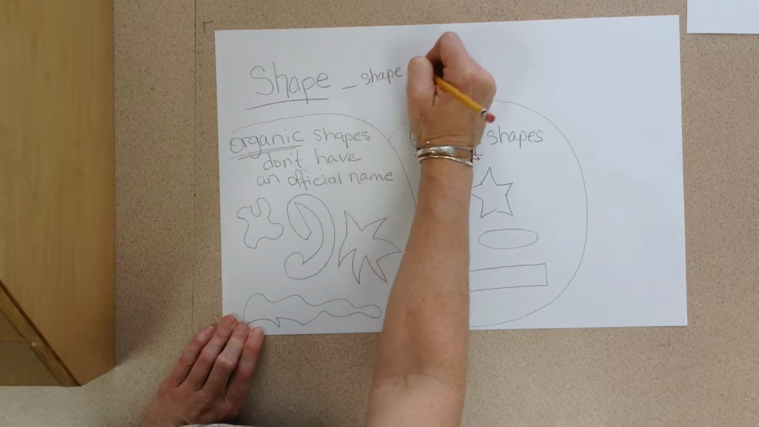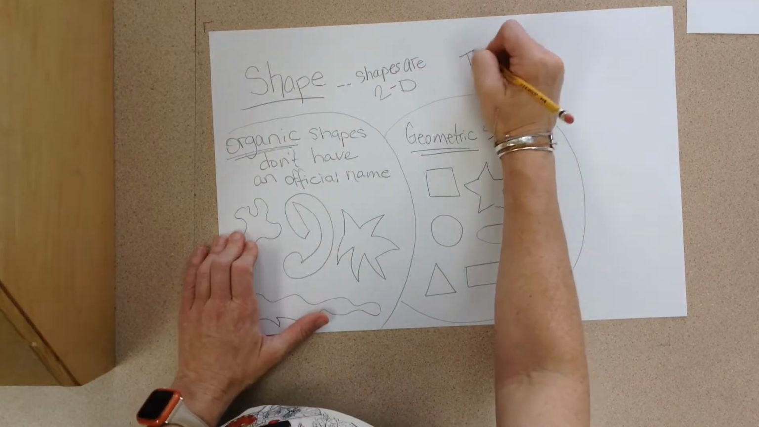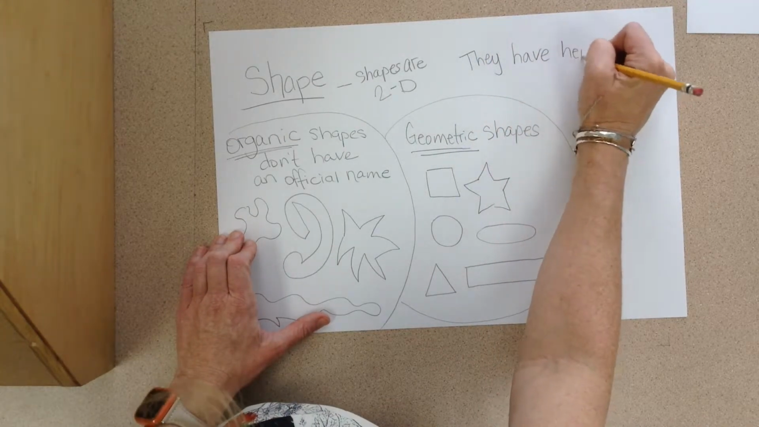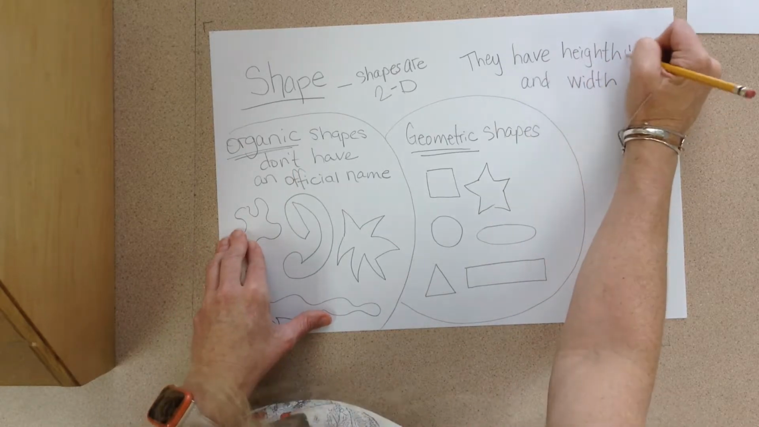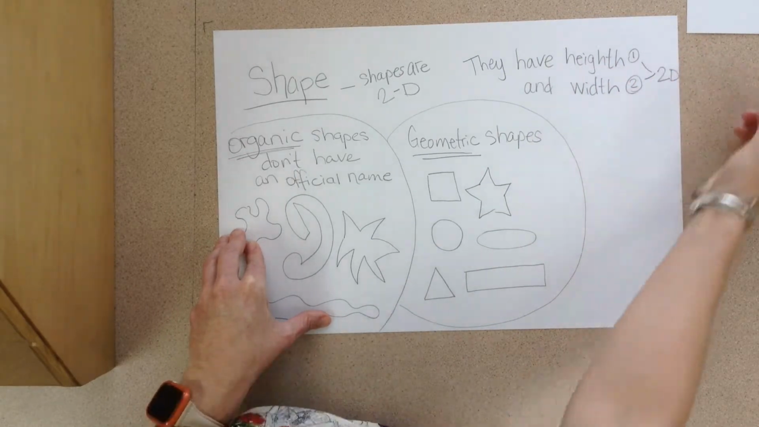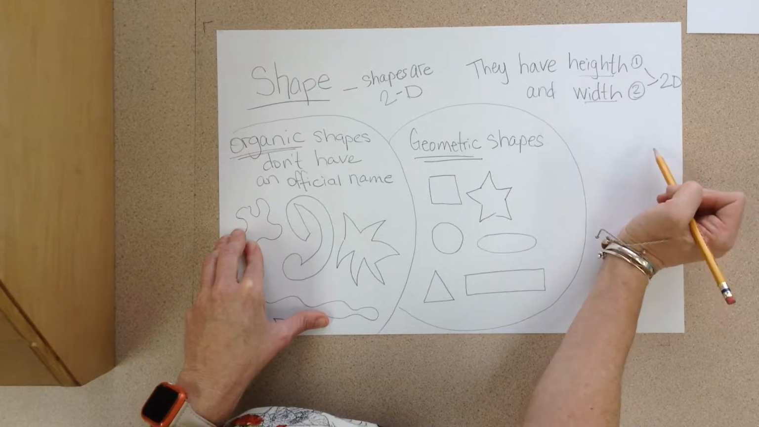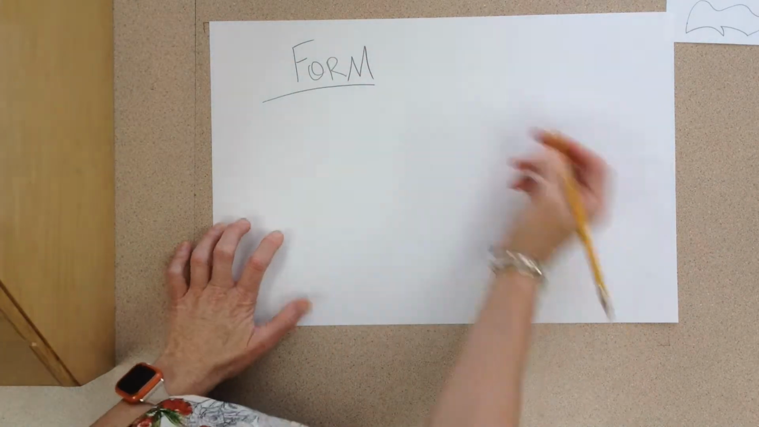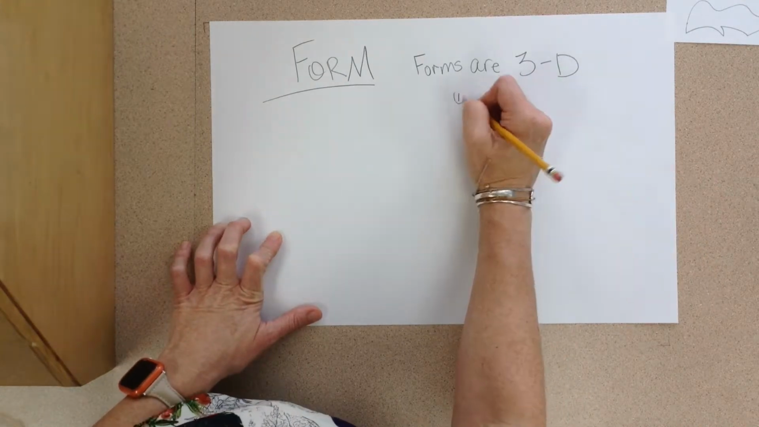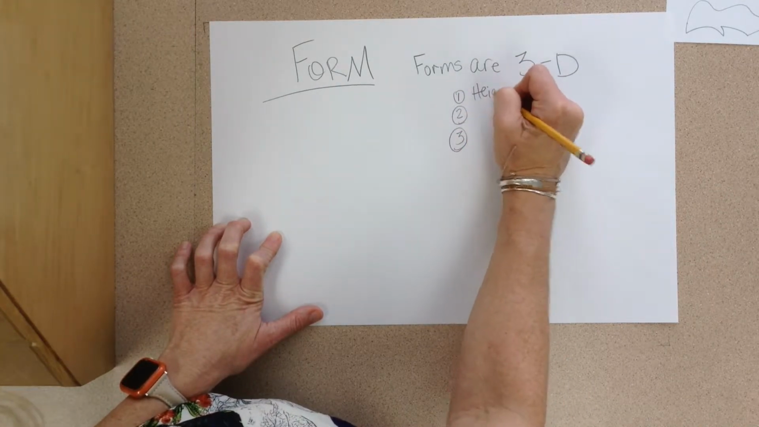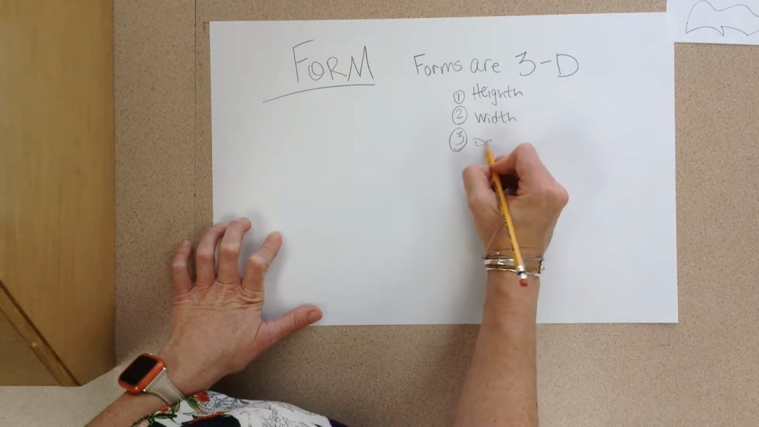Shapes are 2-dimensional. They're 2D because they have 2 dimensions. They have height and they have width. That's 2 dimensions, 2D. Forms are 3-dimensional. They have height, width, and depth. You could reach inside of them if they were real.